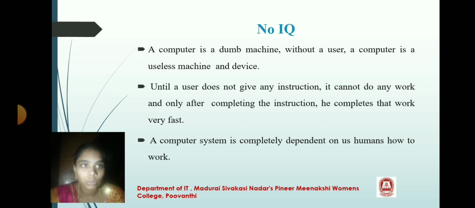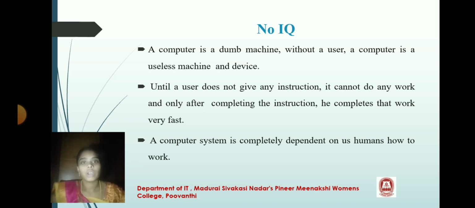So without a user, a computer is a useless machine and device, because a user has to feed all the things that are needed, which will be loaded into the computer by the user. Until a user gives an instruction, it cannot do any work, and only after receiving the instruction does it complete that work very fast. A computer system is completely dependent on us.